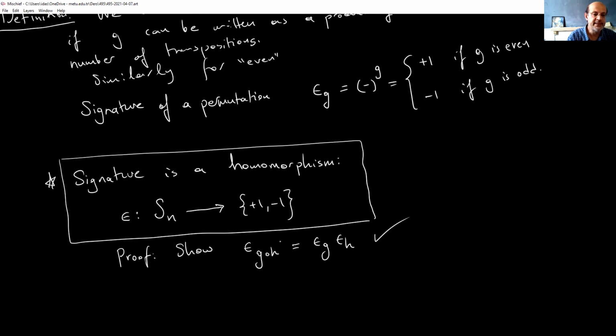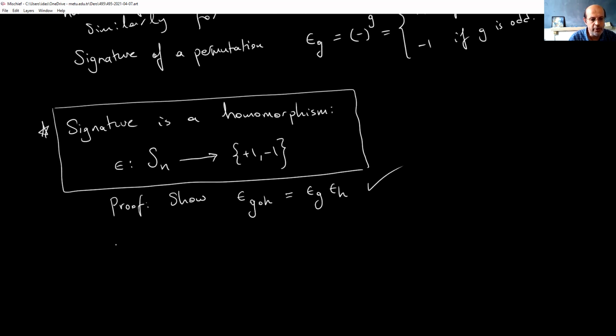All right, which means there's a kernel of that. Let me quickly call this, right? The kernel of epsilon is the even permutations in Sn.